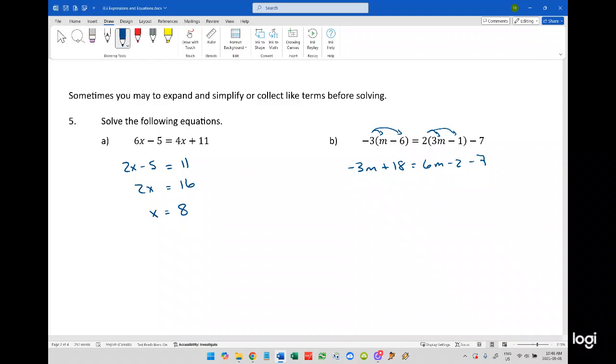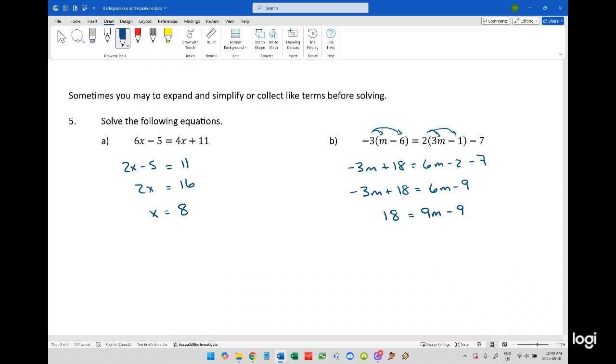I'm going to just clean that up a little bit because I've got like terms, the minus 2 and the minus 7 over there. So that's minus 9. Now I've got to get rid of the m's on one of the sides. I've got a couple of options. I could add 3 m's to both sides and then it would go away on the left, or I could subtract 6 m's on the right and then it would go away on the right. I think it's easier to add 3 m's to both sides. So that'll give me 18 equals 9 m's minus 9.